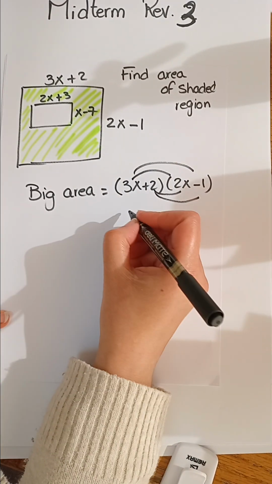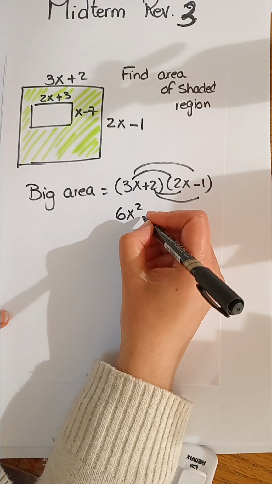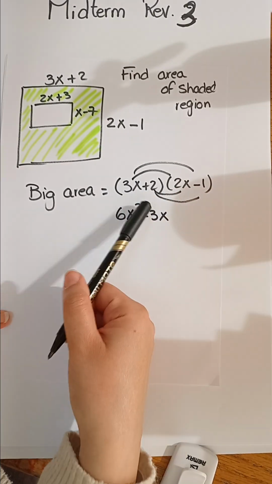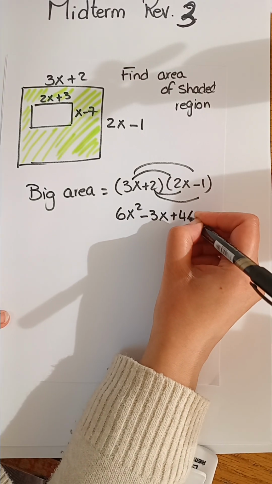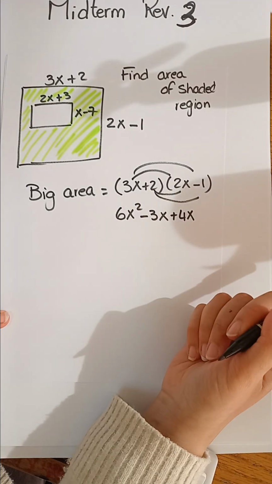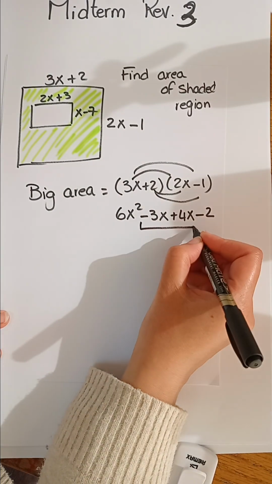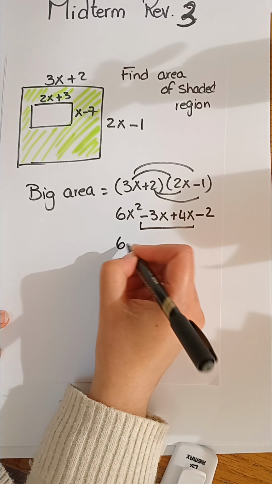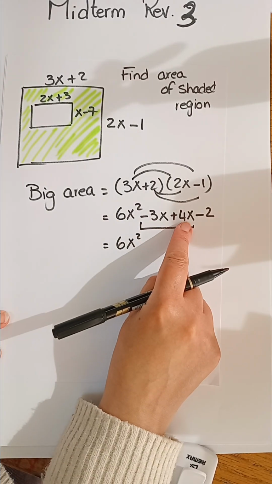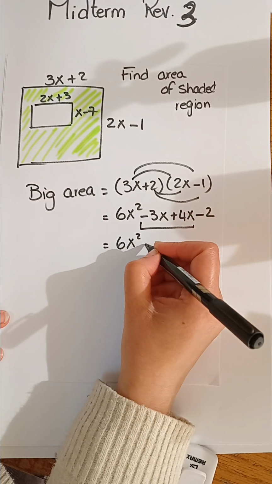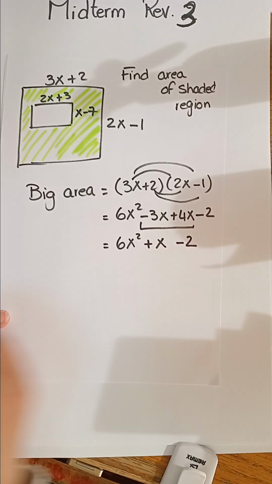3x multiplied by 2x gives us 6x squared. 3x multiplied by negative 1 gives us negative 3x. Positive 2 multiplied by 2x gives us positive 4x. Positive 2 multiplied by negative 1 gives us negative 2. Now it's time to combine the like terms. 6x squared is going to be as it is. Negative 3x plus 4x gives us positive 1x. And negative 2, I bring it down as it is.